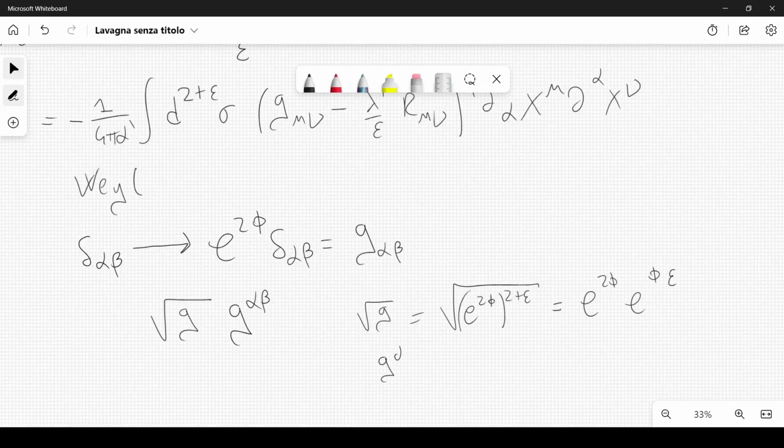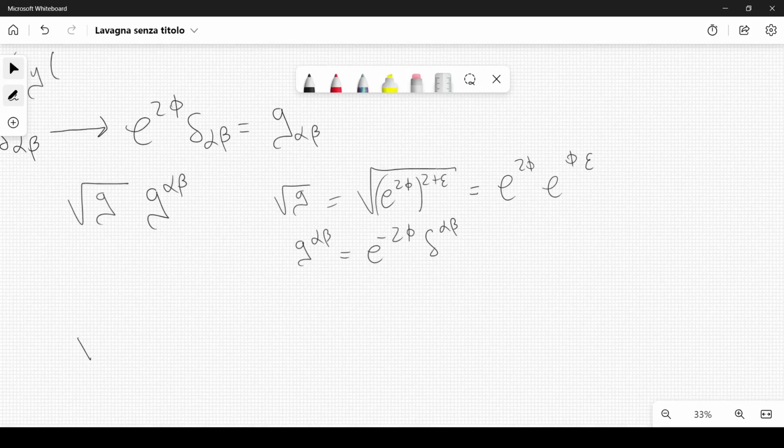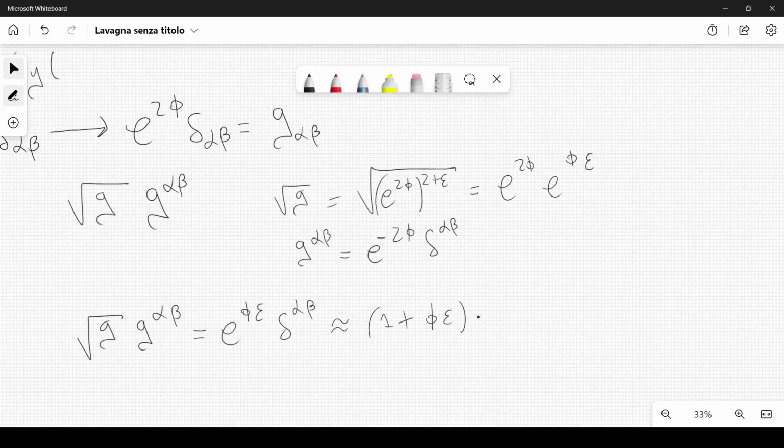And from here we can write this as e to the 2 phi times e to the phi epsilon. And g alpha beta with upper indices can be written as e to the minus 2 phi delta alpha beta with upper indices. So when you consider the square root of g multiplied by g alpha beta, this will be equal to e to the phi epsilon times delta alpha beta. And since we will let epsilon go to 0, this is approximately equal to 1 plus phi epsilon delta alpha beta.